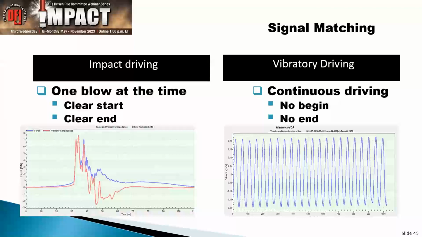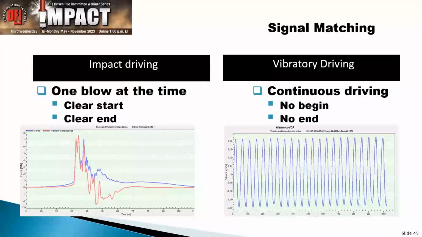And then try to do a signal match, where you see the two lines in different colors, where you try to get the calculated and the measured signal to overlap each other as much as possible, so that you get an indication of what your soil model is. Vibratory driving, as you see on the right-hand side, doesn't have that. It doesn't have a beginning and it doesn't have an end.